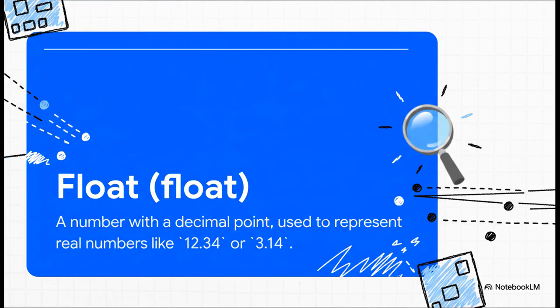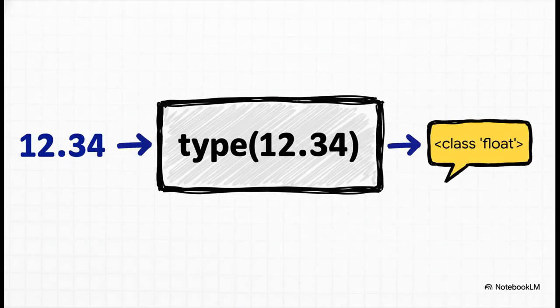But what about numbers that aren't whole? Well, for those, Python uses something called a float. The rule is really easy. If it has a decimal point, it's a float. And just like before, if we run our little test on 12.34, Python correctly identifies it as a float. This is how the computer tells the difference between whole numbers and numbers with fractional parts.